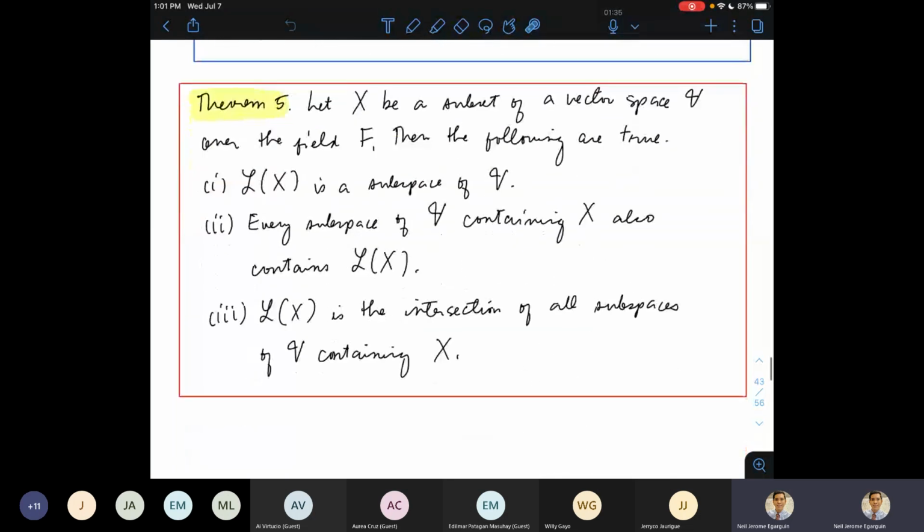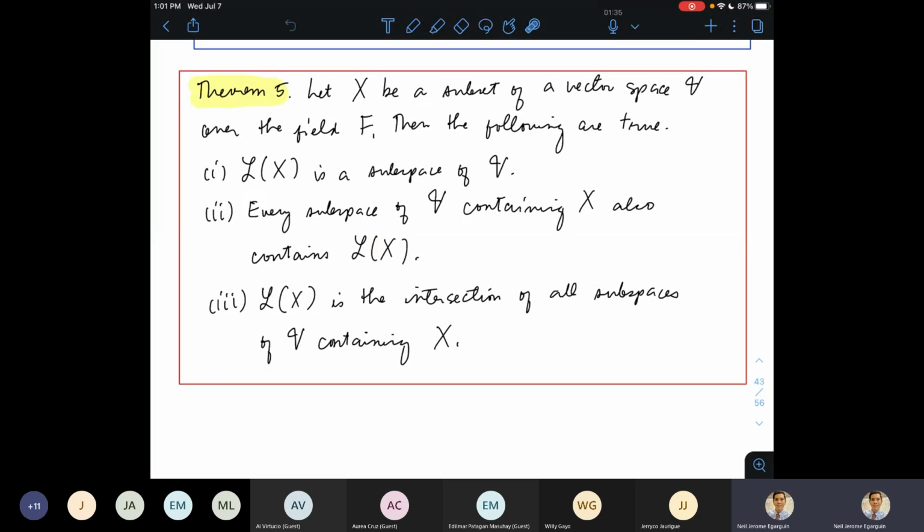Okay. Now, if that's fine, can we proceed to Theorem 5 now? Let's try Theorem 5. Okay. Yeah, I'm thinking about discussing the proof of Theorem 5 because this will give us a nice review of how to prove statements like this, for instance, right? So statement 1 is claiming that L of X is a subspace of V. By the way, I was very careful in writing the proof of Theorem 5 in the sense that I broke it down into 2 cases.